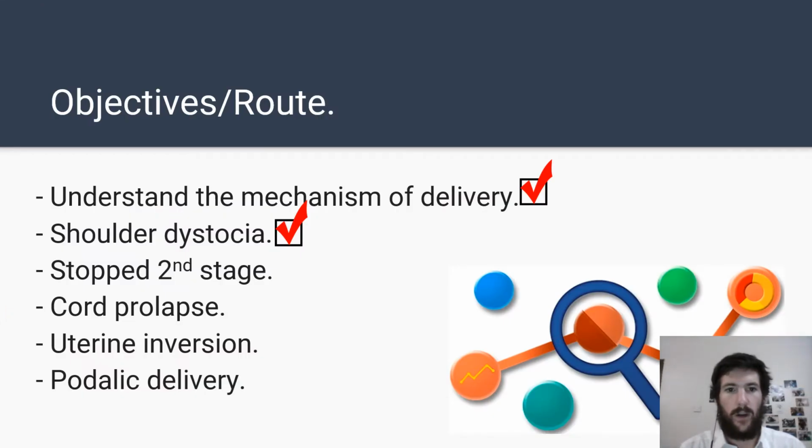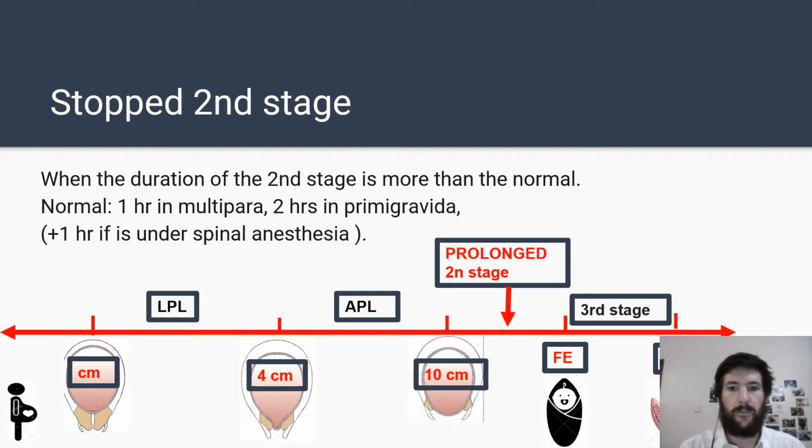So now, according to the objectives, we have seen the mechanism of a normal delivery and also shoulder dystocia. Now we will see the emergency called the stopped second stage. We know that the second stage is the stage between 10 centimeters of dilatation and the fetal expulsion. So it's like a shoulder dystocia, but not the shoulder, the head. It's head dystocia. It's the moment when the cervix is completely dilated, we're in the conditions for the baby to come out, but the baby doesn't come out, and we don't know why.